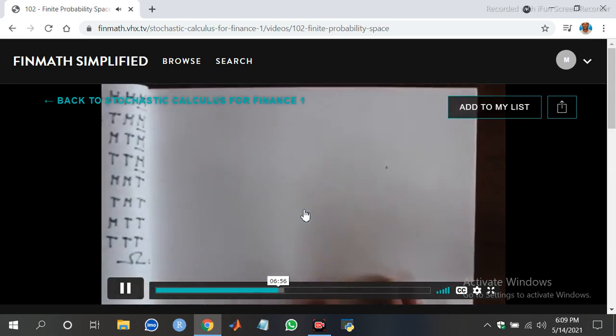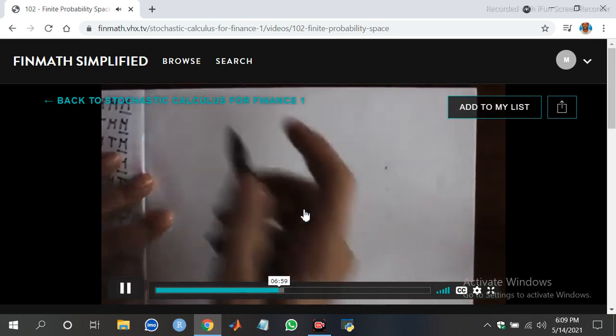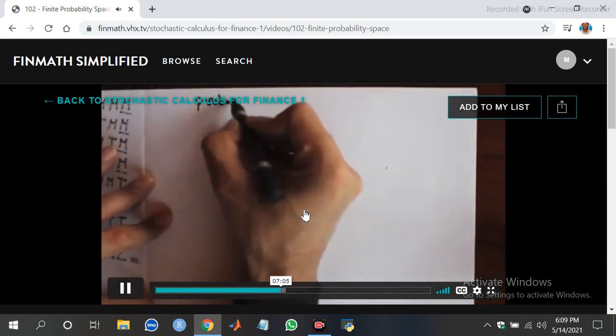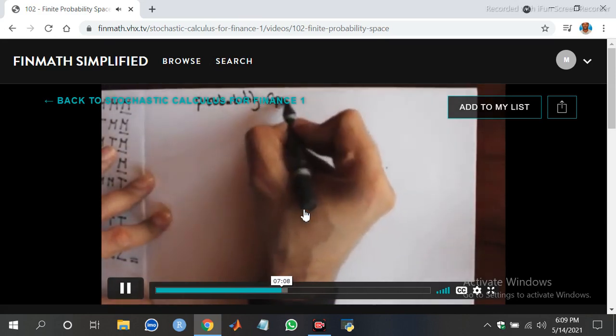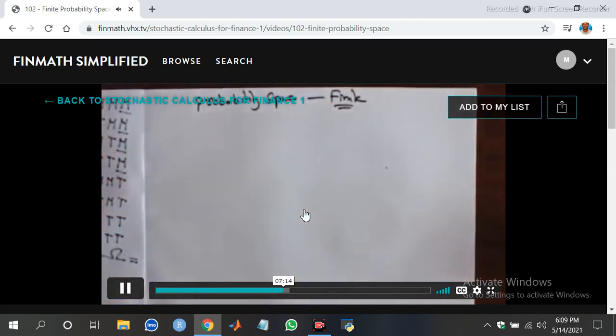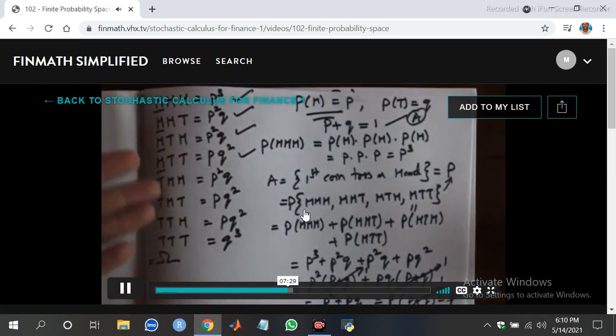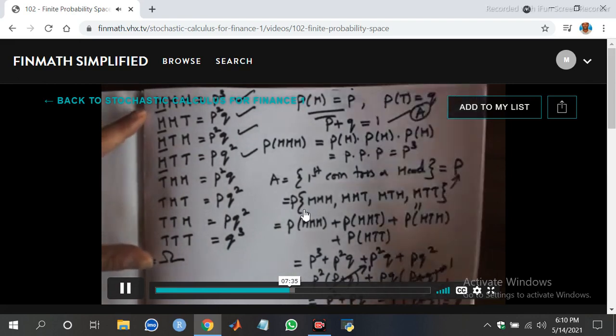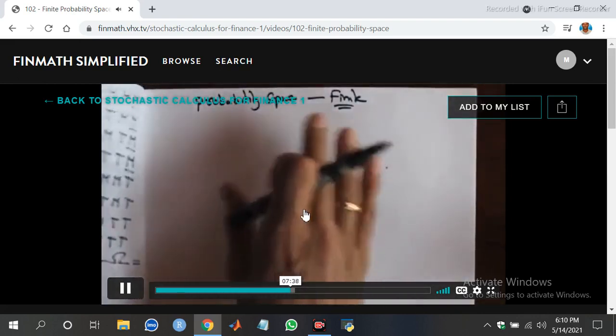We could say, okay, we are interested in talking about a probability space, and specifically a finite probability space. Now what is a finite probability space? A finite probability space is basically a probability space we get by conducting an experiment which has a finite number of outcomes. So for example, in our coin tossing experiment, we had only 8 possible outcomes. So a probability space that results from a finite experiment is called a finite probability space.